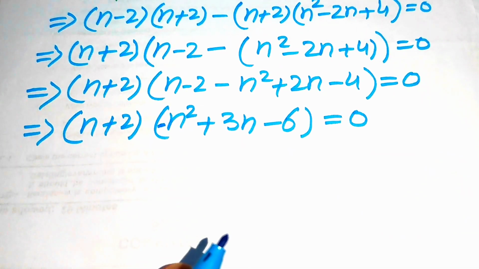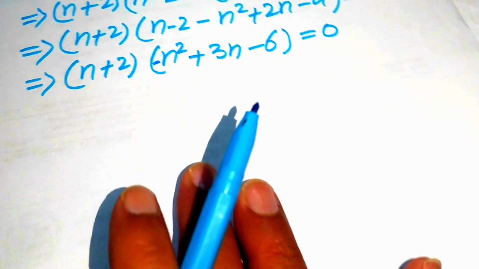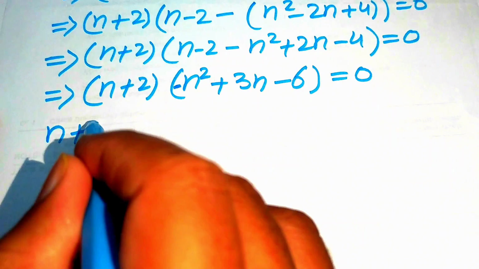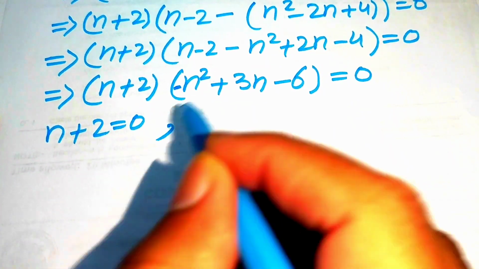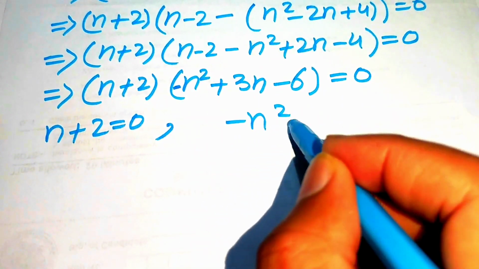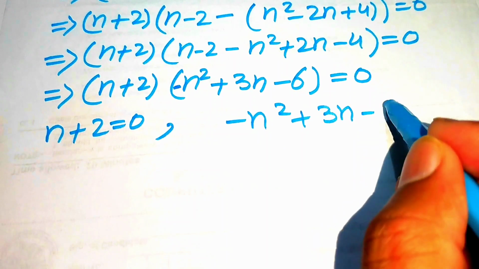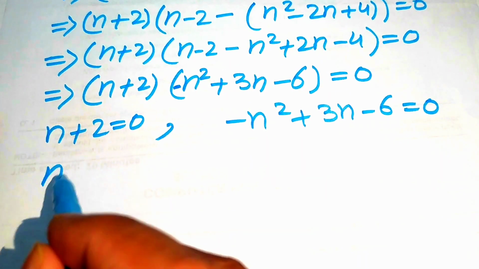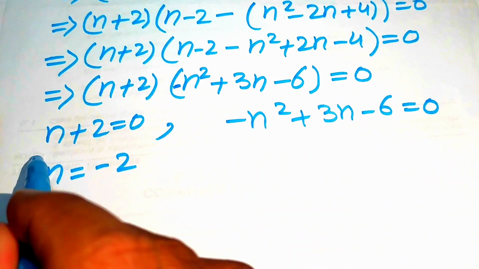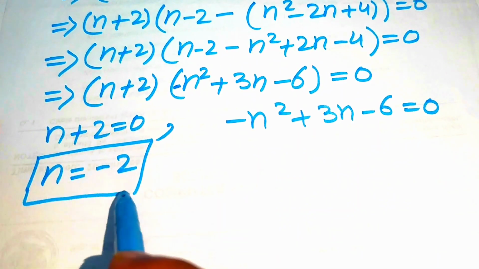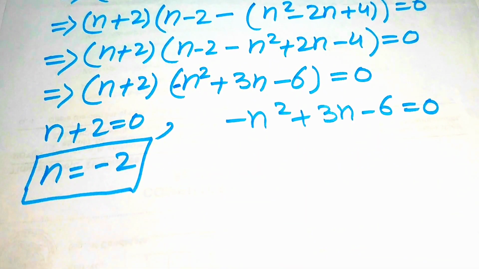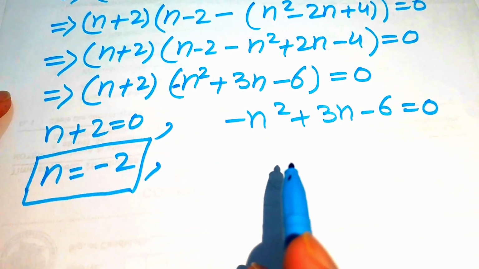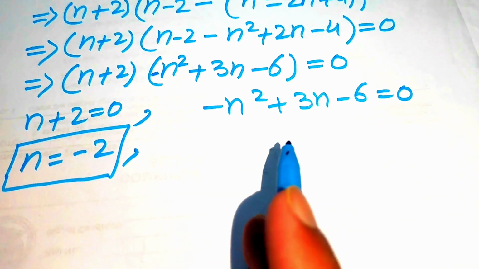Now we convert this equation into two cases. Our first case is n plus 2 equals 0, and the second case is minus n squared plus 3n minus 6 equals 0. In the first case we easily get the value of n equals minus 2. So this is our first real solution of the given question. Now in order to find other real solutions, we need to solve this quadratic equation.